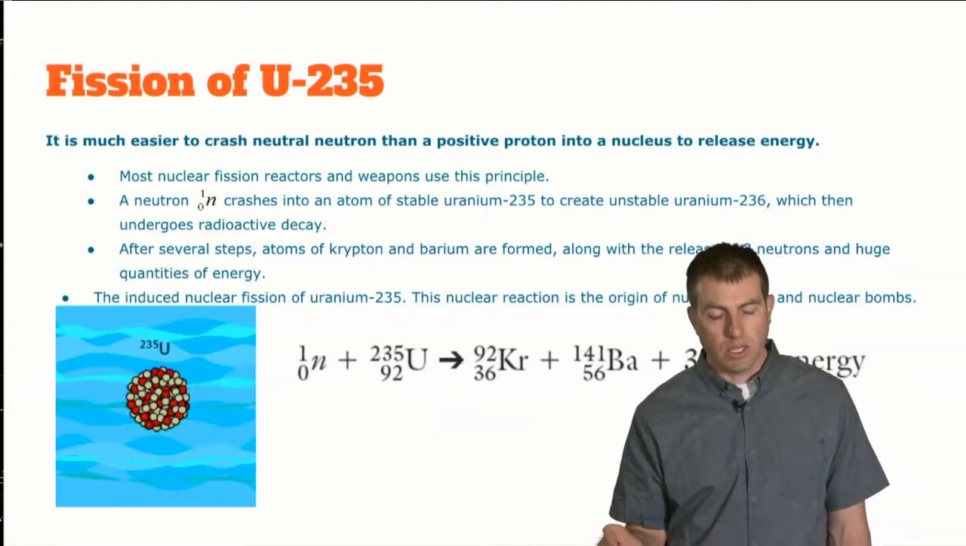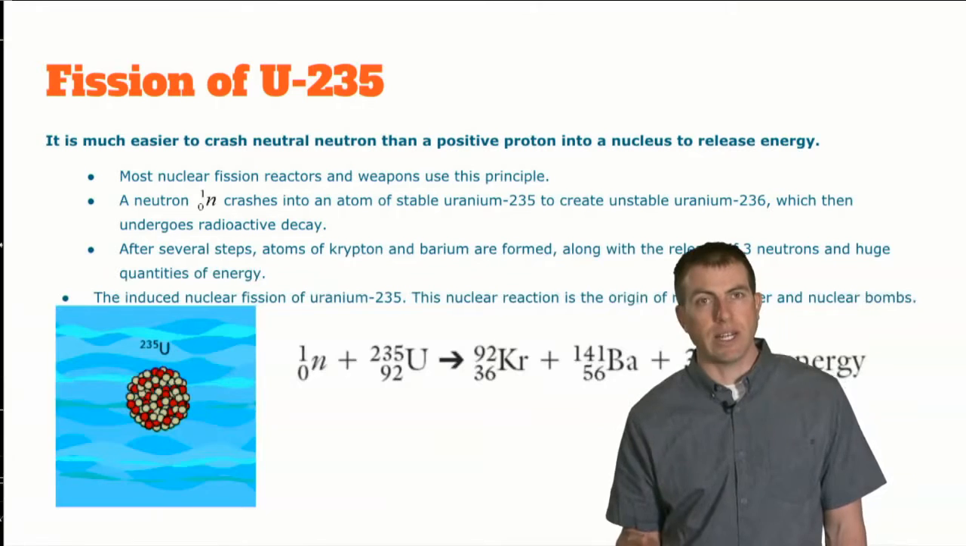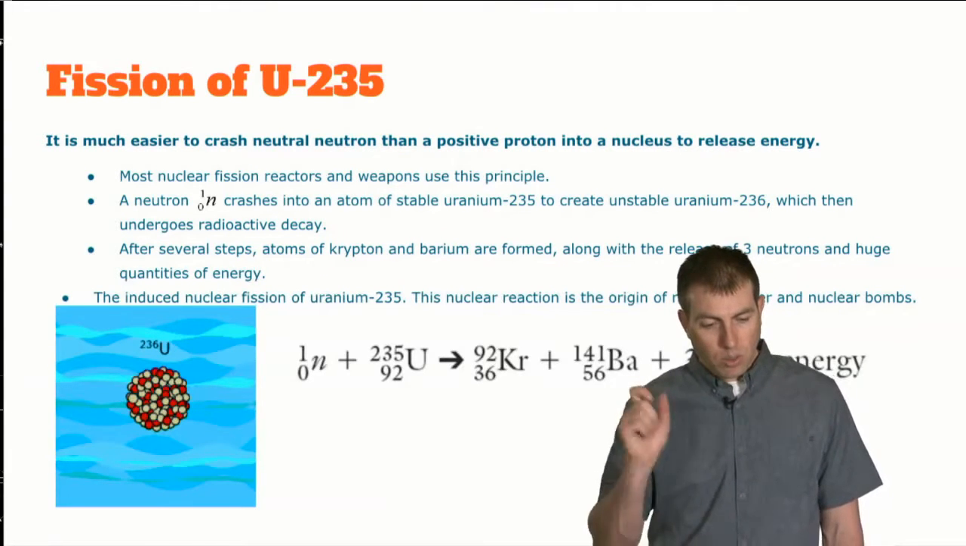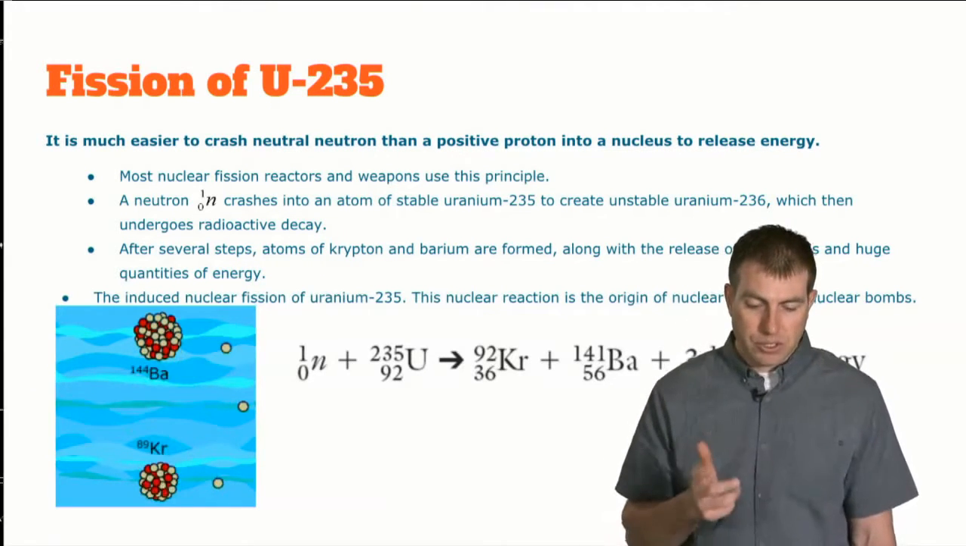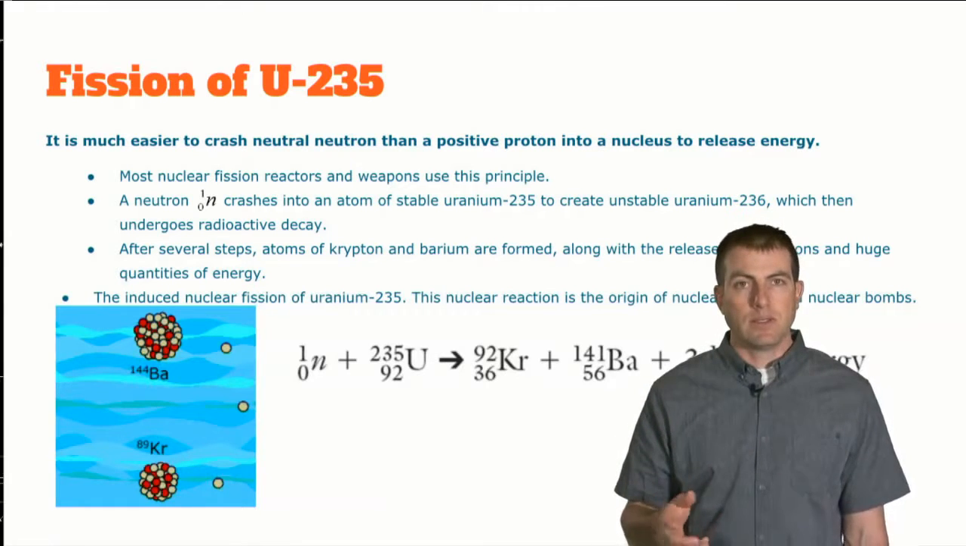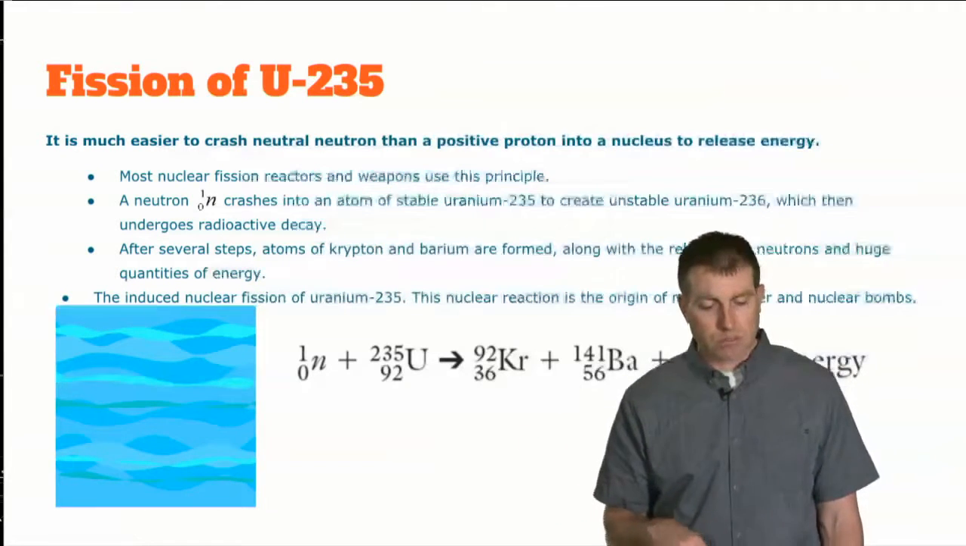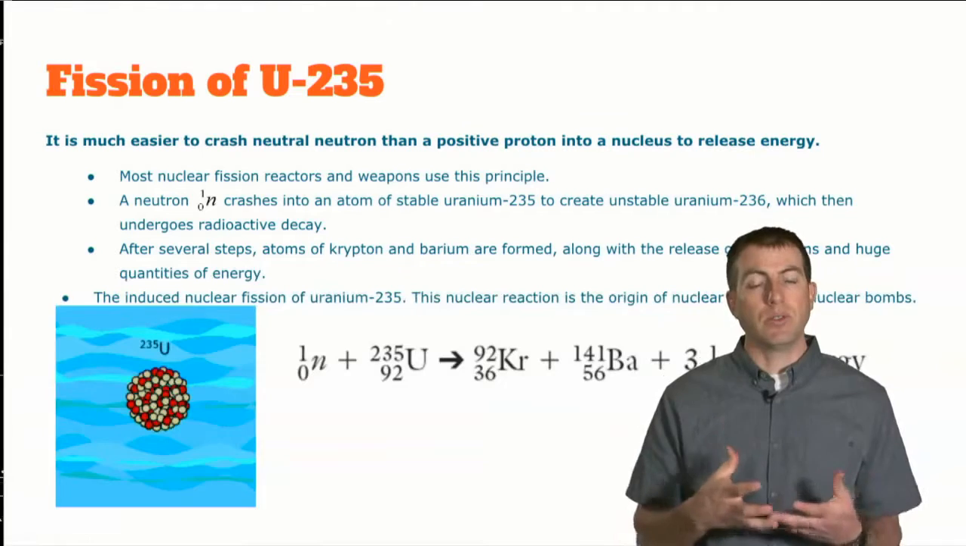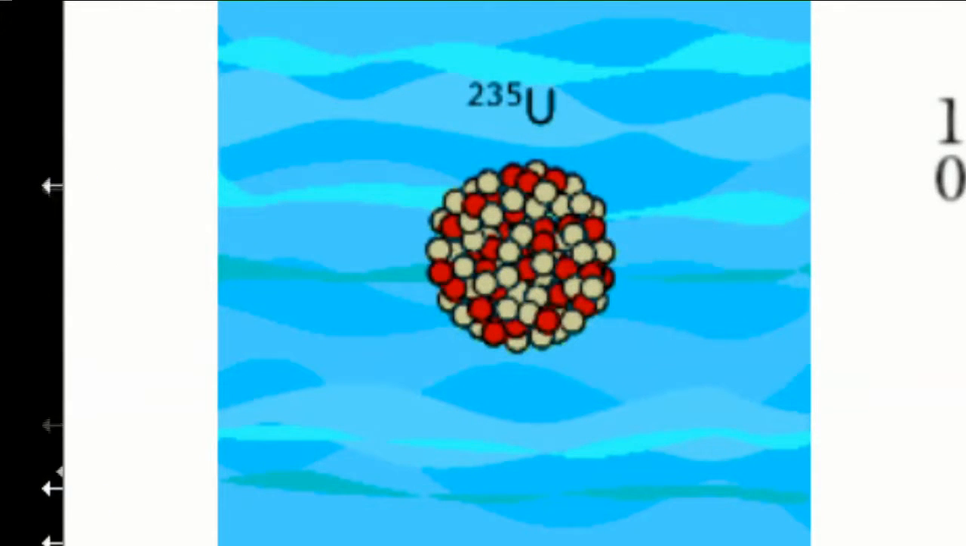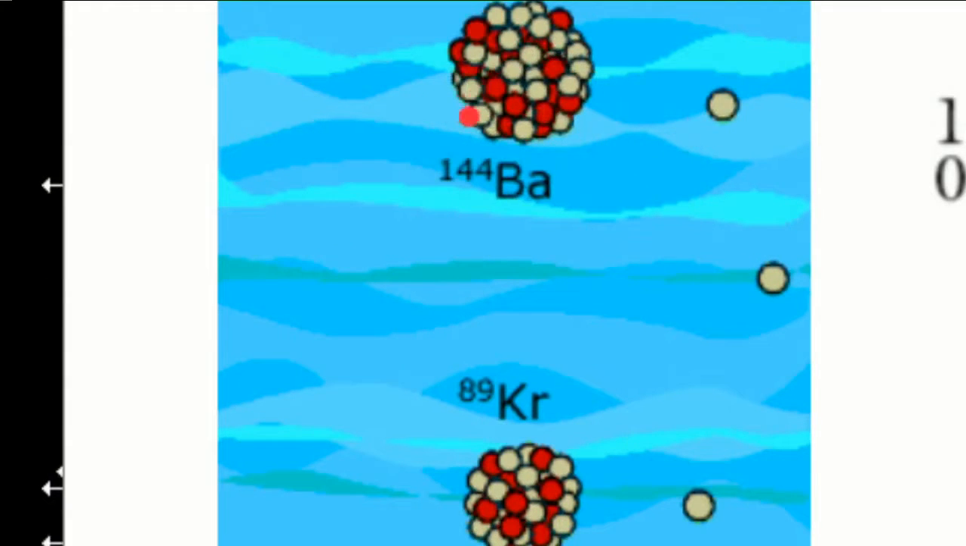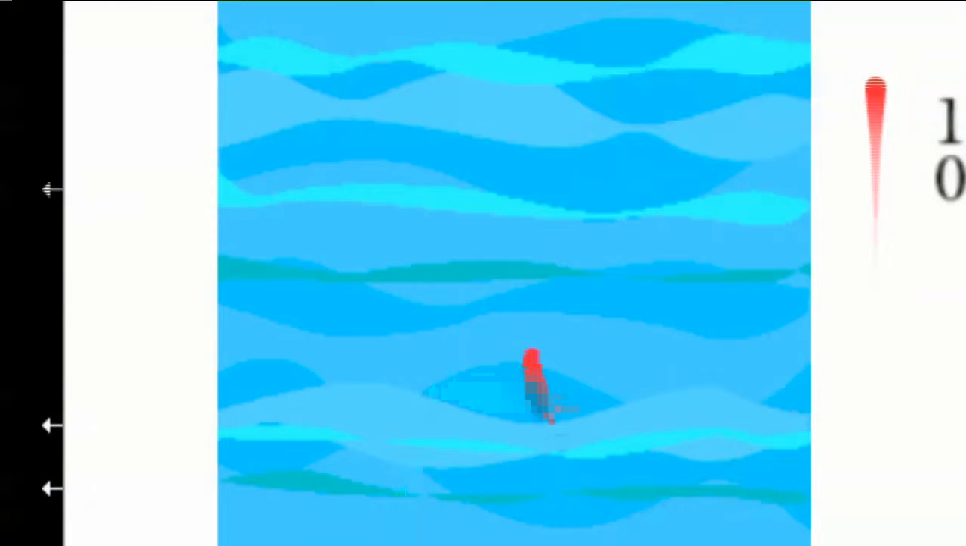Plutonium does the same thing, but plutonium's not a naturally occurring element. So in most fission reactions, weapons like nuclear bombs and explosions, you can take some uranium-235 and you can launch a neutron at it like that. It changes to uranium-236, and then it splits into barium and krypton, and you get these 3 other neutrons.